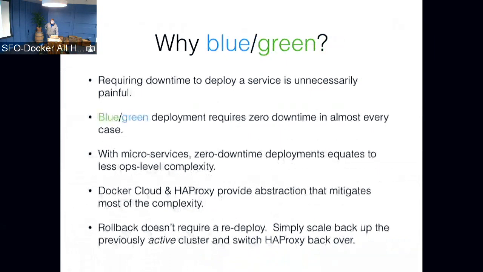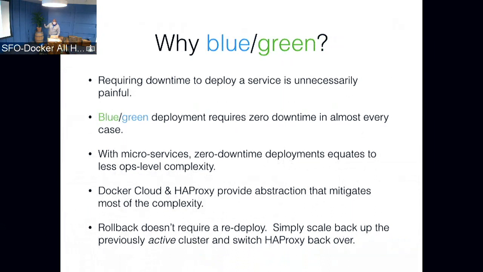So why blue-green? I think some of the questions from the last round make some of this self-explanatory. Requiring downtime to deploy a service is really unnecessarily painful. You end up having to build lots of infrastructure, both on the front end and the back end, to accommodate service deploys, which traditionally cause services to go down. We definitely want to build self-healing and reliable systems, but we don't want it to break every time we deploy. We want the breaking to be an edge case so we don't have to build lots of complexity on top to handle that.